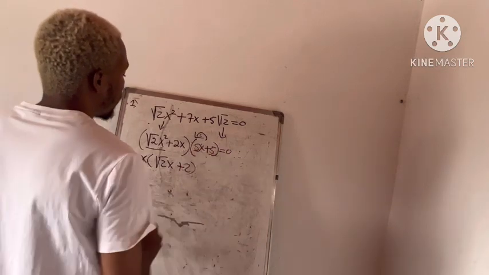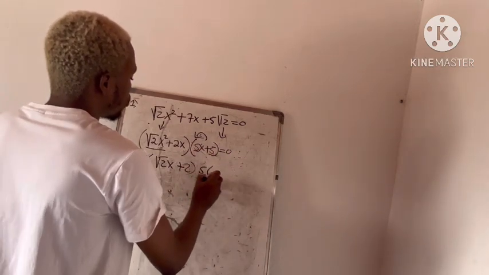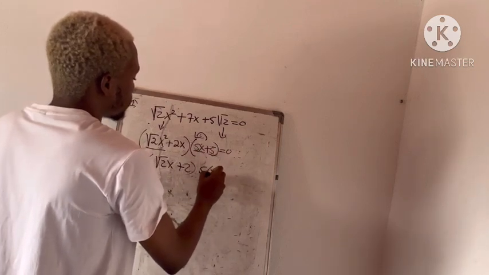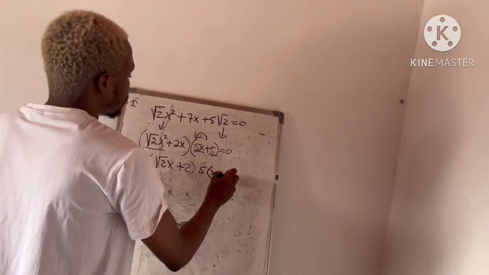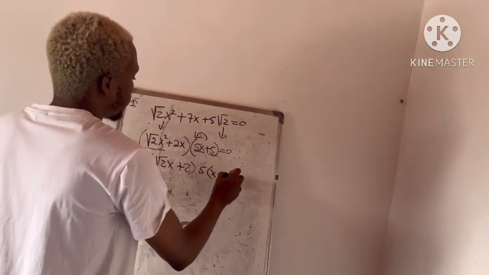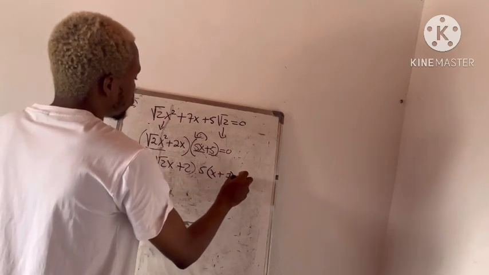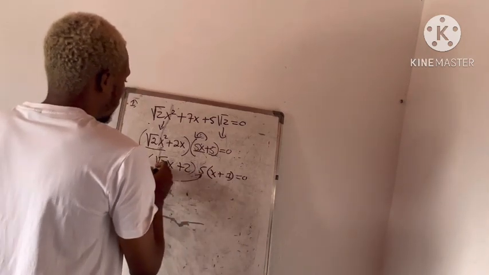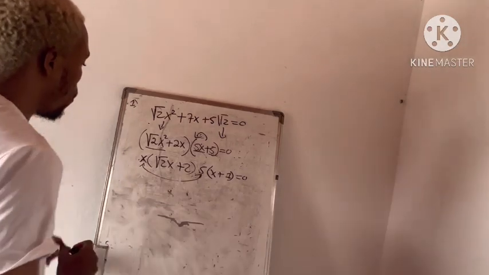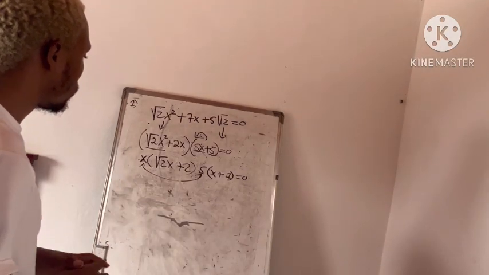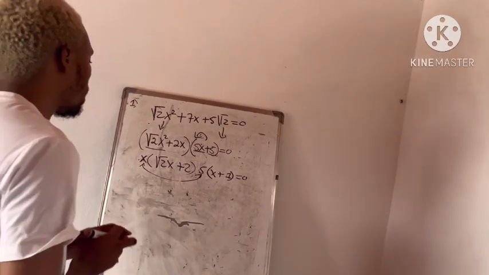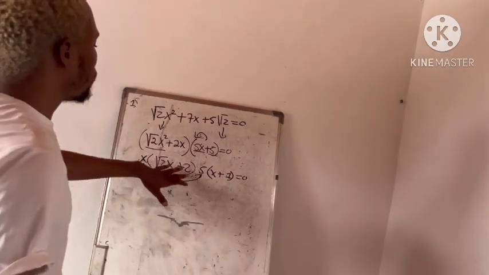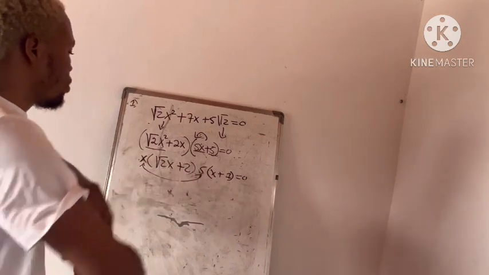Here you can see 5 is the common factor. So 5 out. 5 times x is going to give you 5x, plus 5 times 1 is going to give you 5. All this equals 0. So you can see, oh, this gets interesting. Looking at this, we have root 2x plus 2, and looking at this, we have x plus 1.